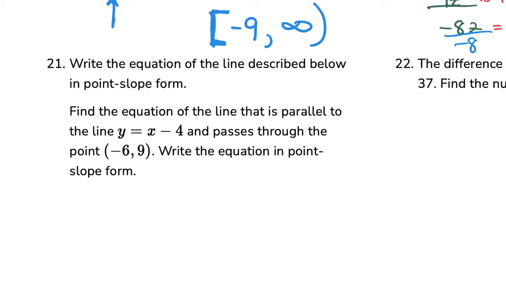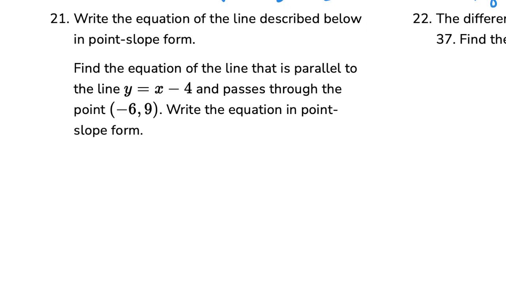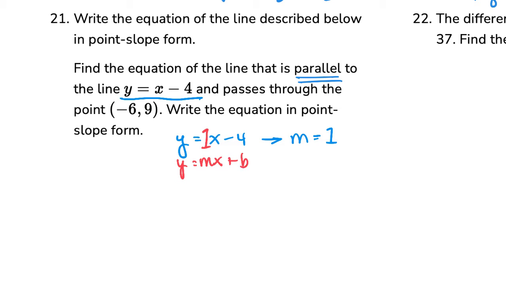21. There we go. Find the equation of the line that is parallel to this guy. Let's look at that guy first. His slope is 1. How do I know that? It's the number in front of the x. This is y equals mx plus b. They didn't show the 1, but it's implied. So the slope that I want to be parallel to has a slope of 1.